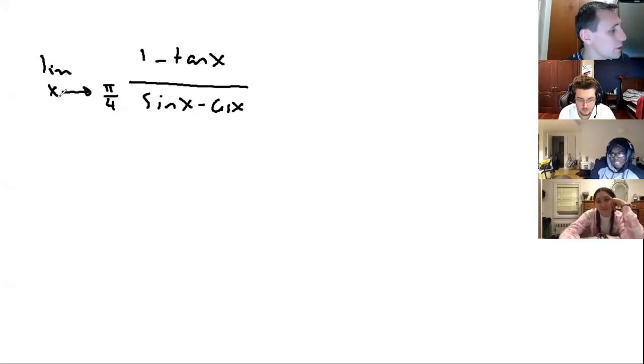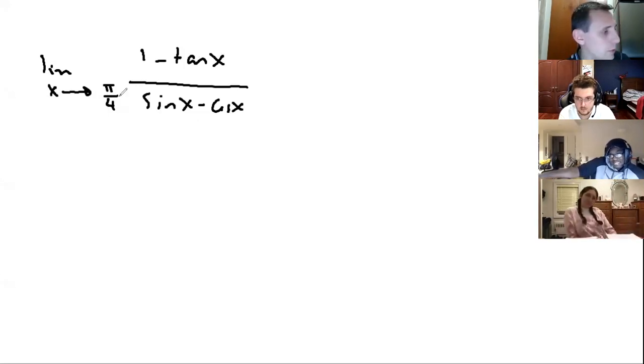So here, look at it. x is going to pi over 4 and I see tangent. If I see x going to pi over 4 and I see tangent, I want it to be opposed to what number?